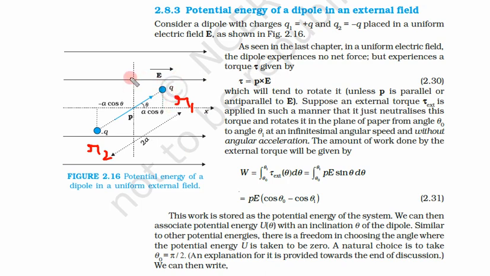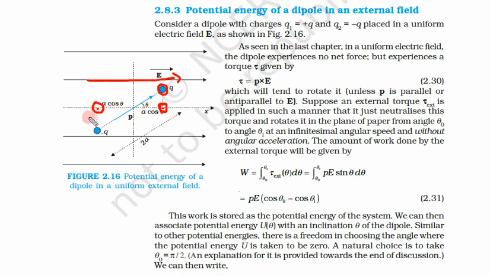So if we want to rotate this dipole such that this becomes positive q and this becomes negative q, that is a 180-degree rotation. How much change in distance is there with respect to this electric field? The electric field is in this direction. Previously the x-axis component of r1 was here, and the component of r2 was here.